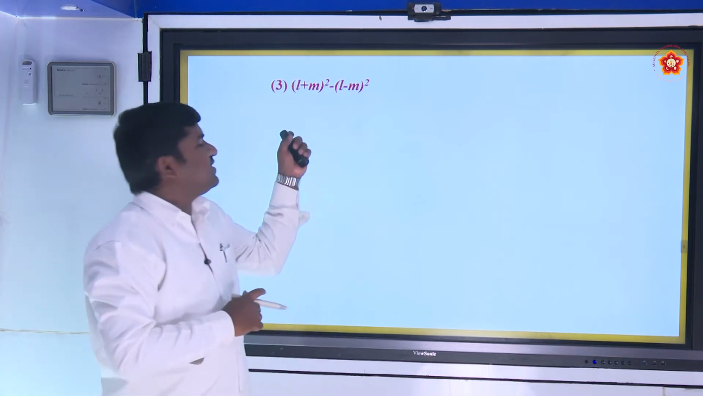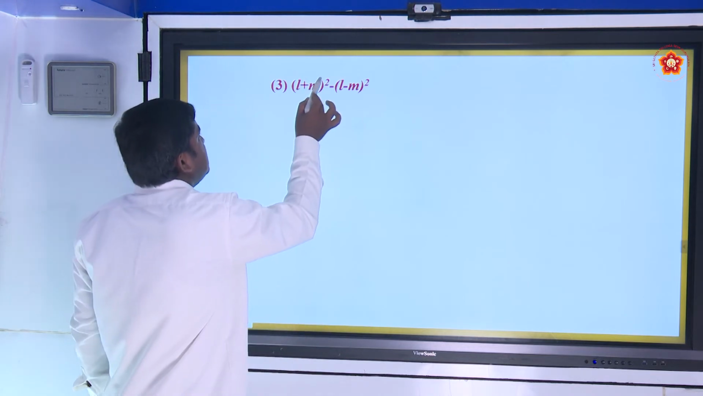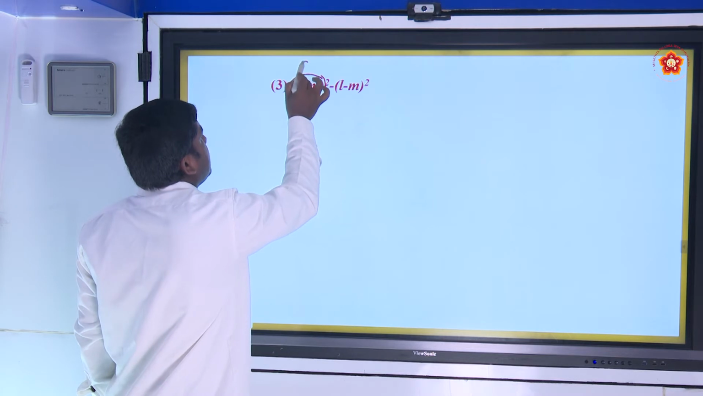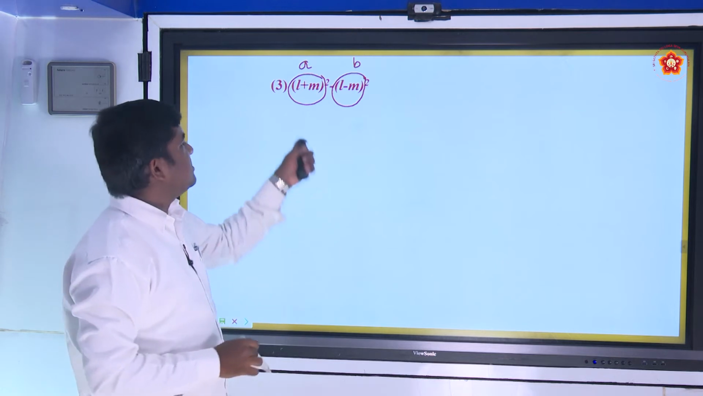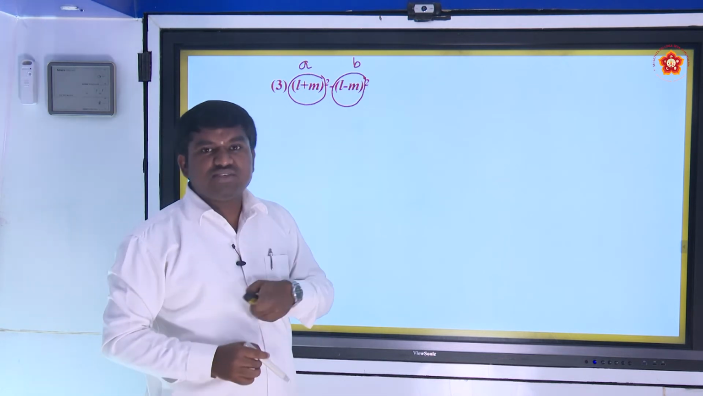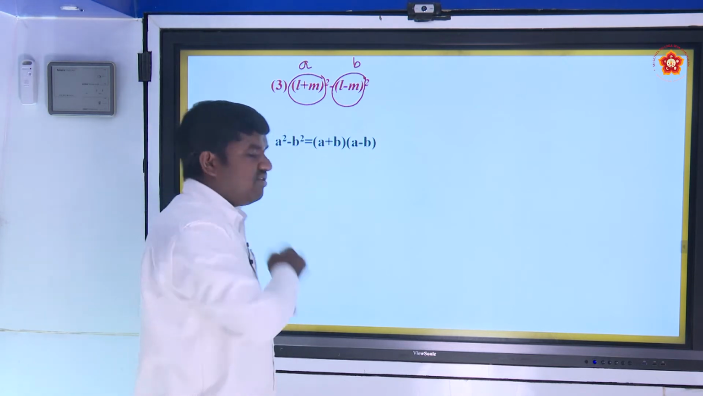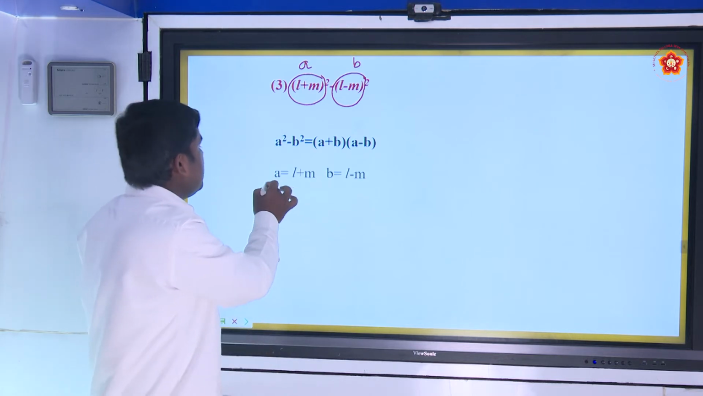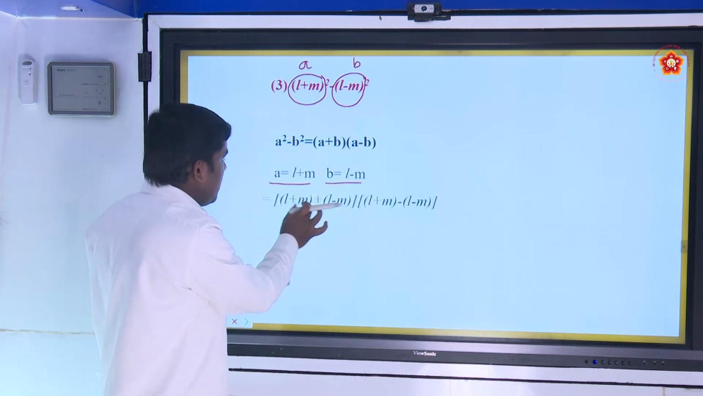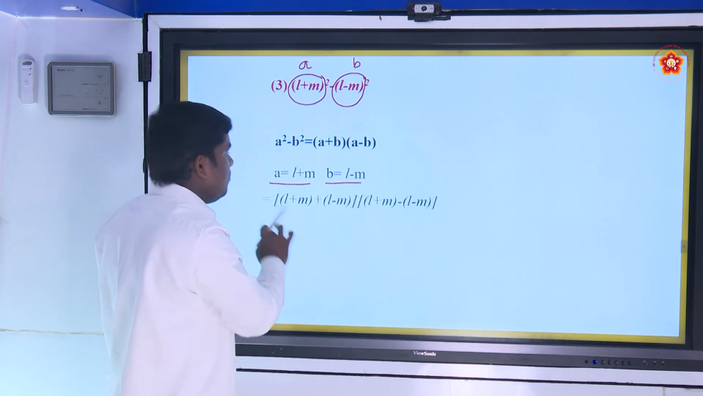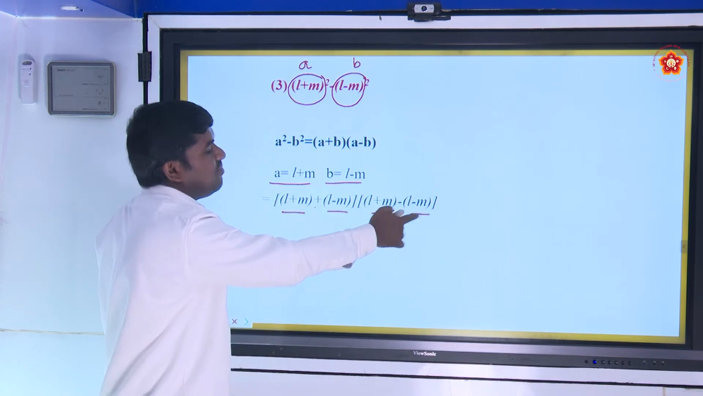Next, third one, (l plus m) whole square minus (l minus m) whole square. Observe this, consider this whole term is A, and this whole thing is B. So now it looks like A square minus B square. A square minus B square is equal to (A plus B) into (A minus B). Very simple. A is l plus m, B is l minus m. Apply this, (A plus B) into (A minus B).